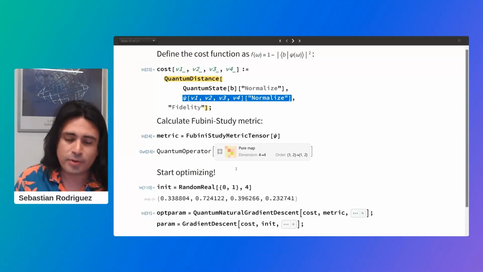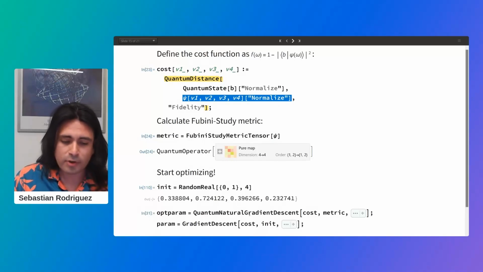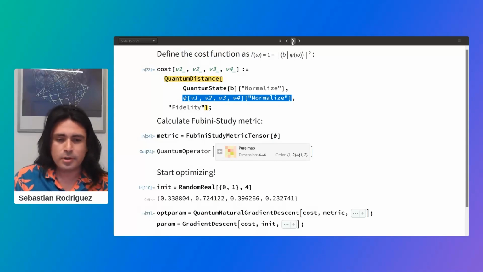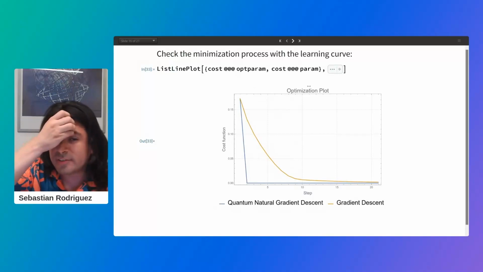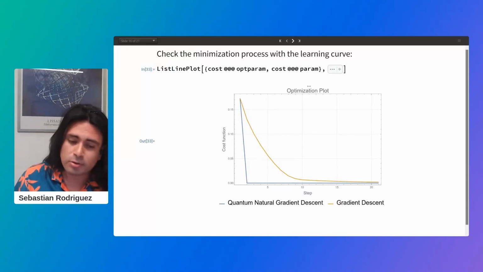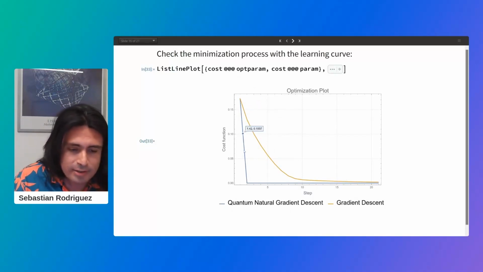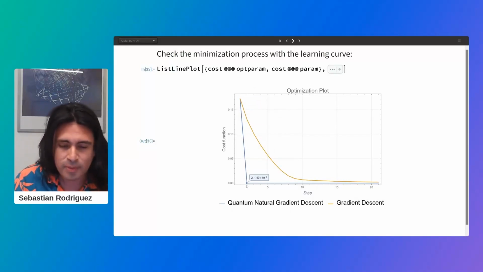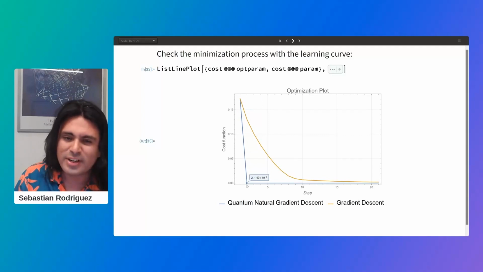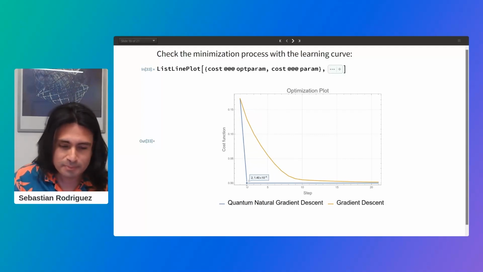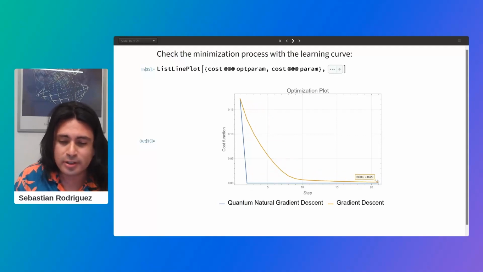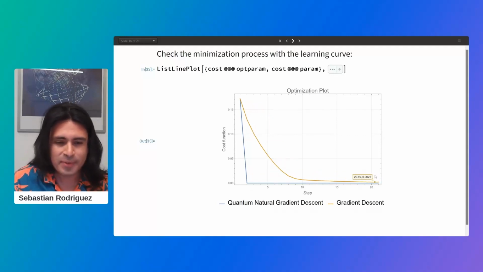Now let's start optimizing. Let's define an initial point using a random real and use the quantum natural gradient descent and the gradient descent functions. So now with this result, we can see a huge difference between the quantum natural gradient descent and the gradient descent. We can even see that in the second step of our optimization for the quantum natural gradient descent, we already reached the solution. And for the gradient descent, it takes way too long, and it's not even close to the solution here.